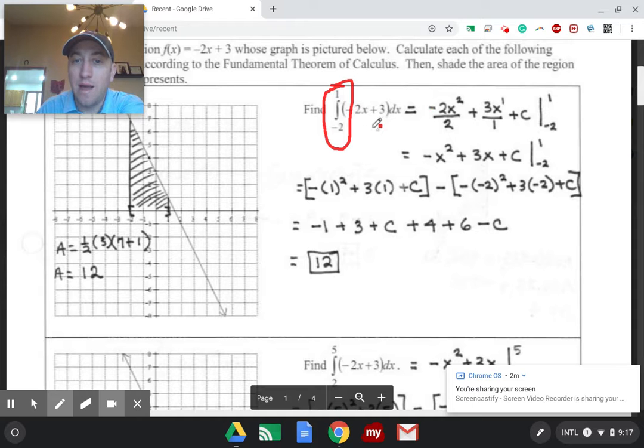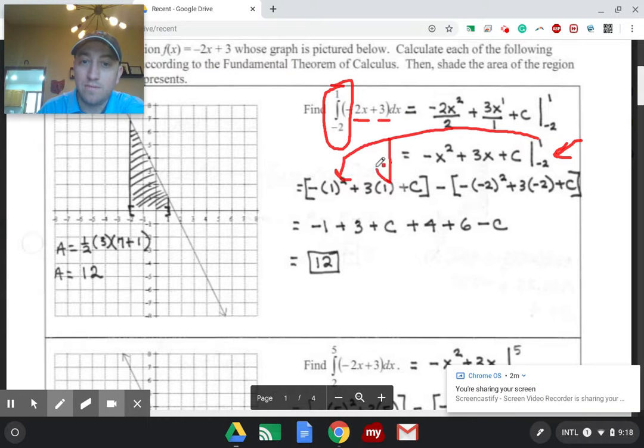Using the fundamental theorem of calculus, we would first have to find the antiderivative of -2x plus 3, which they do: -x squared plus 3x plus c. And then notice the notation here to the right, basically just a straight line, and then your integral limits from -2 to 1 afterwards. You're always going to plug in the larger number first, whatever number's on top. In this case, it's 1. You're taking 1 and plugging it into your, not derivative, but antiderivative.